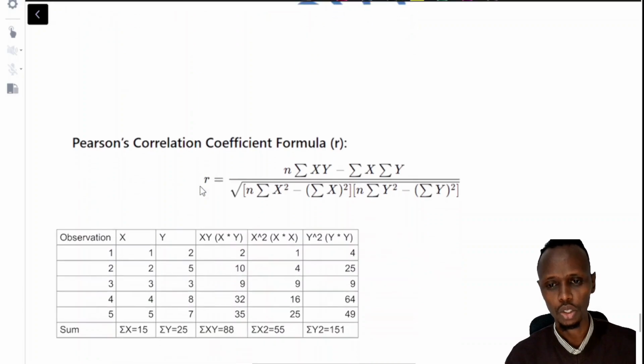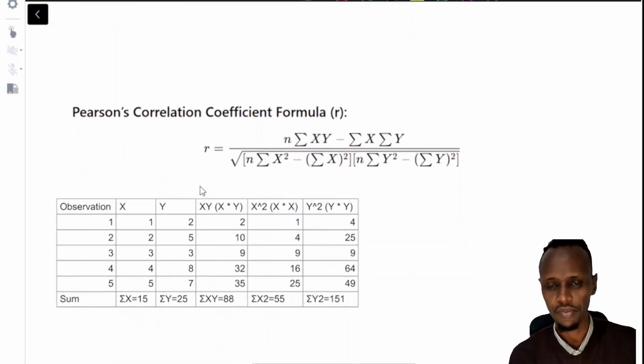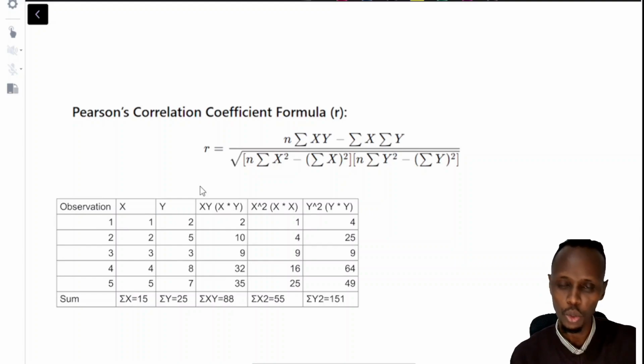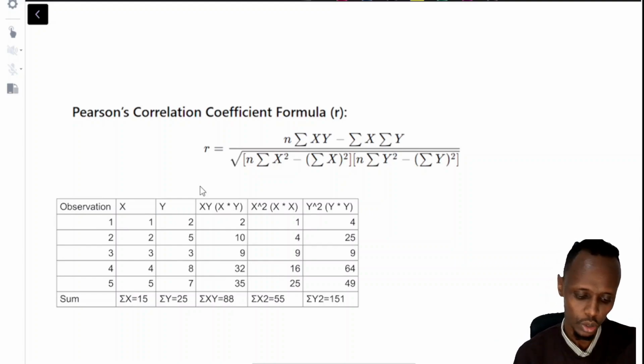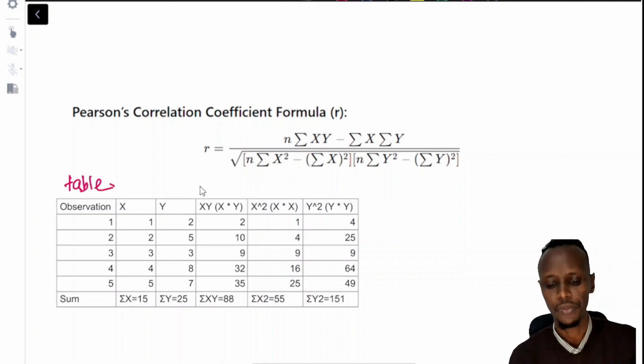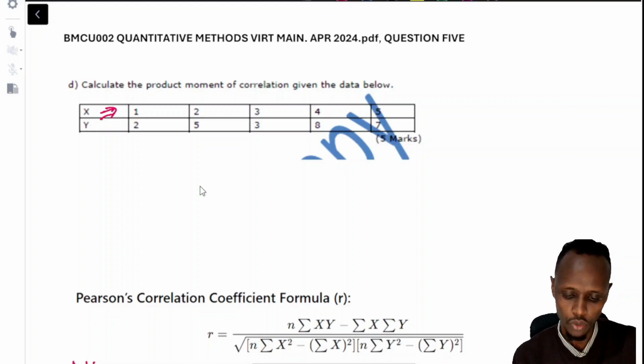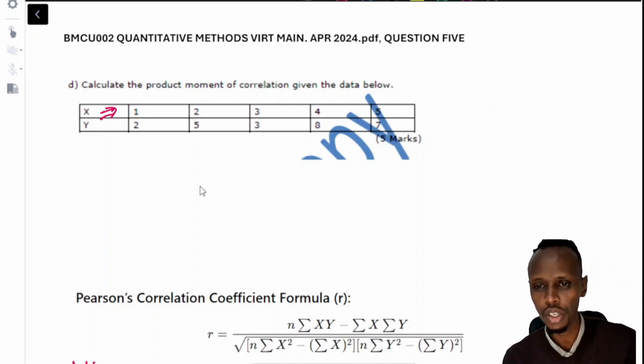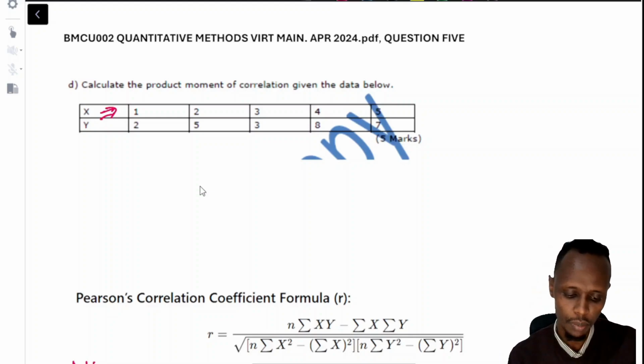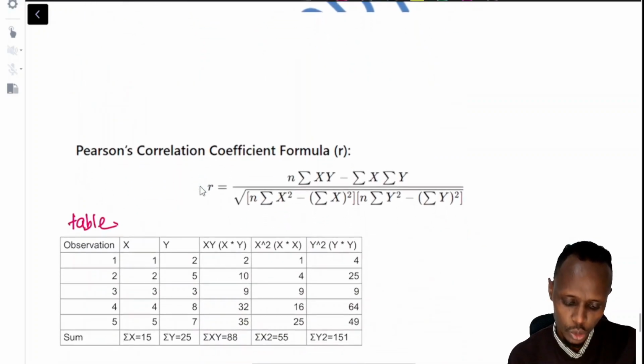So what you will do is first create this table. You can see this table, right? So you will come up with this table. This is our x: 1, 2, 3, 4, 5. Those are how many numbers? 5 numbers.